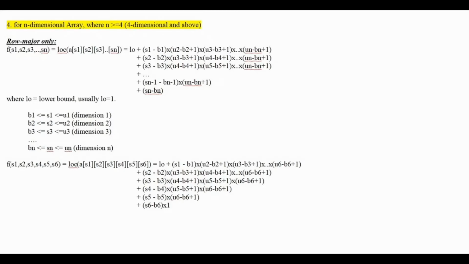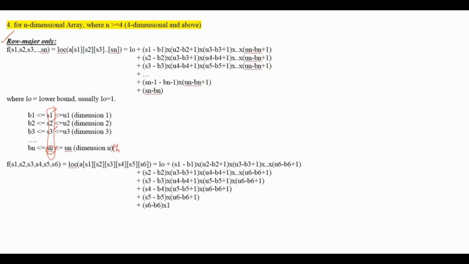For an n-dimensional array where n is greater than or equal to 4, this refers to 4-dimensional arrays, 5-dimensional arrays, and above. There's only one way to order the elements, and that is using the row major order. We have here the indices of the n dimensions, where the index of the first dimension is S1, for the second dimension it is S2, and the index for the third dimension is S3, and so on, up to Sn, the index of the nth dimension.